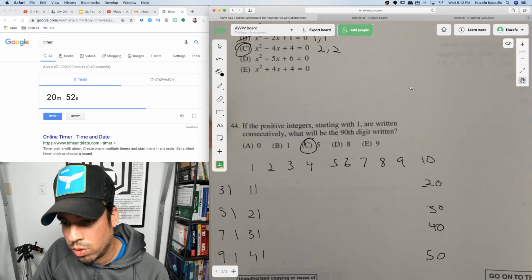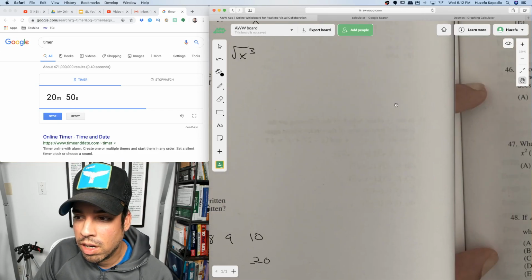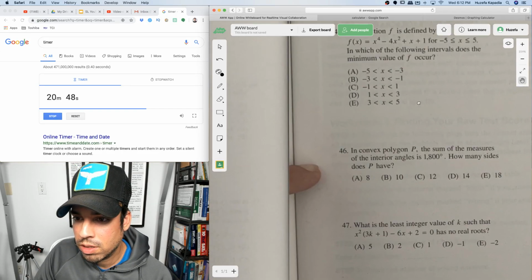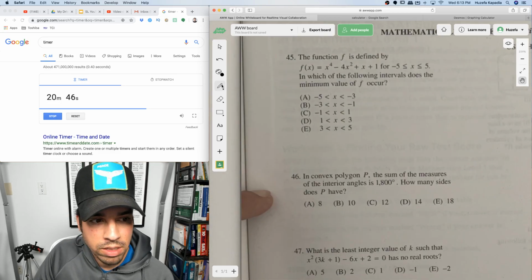That was the weirdest problem I've ever heard. And let's hope it's right, but we'll see. 45. We got 6 problems left. 20 minutes to go. Pretty good.